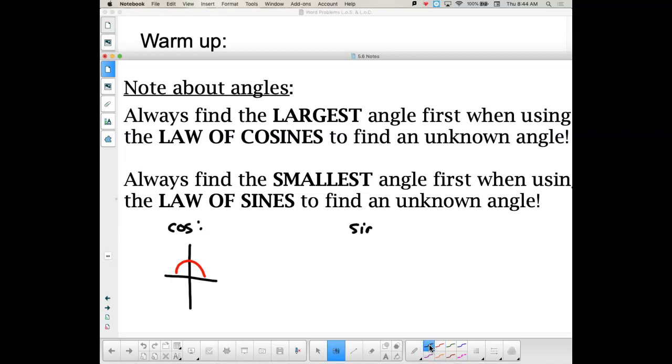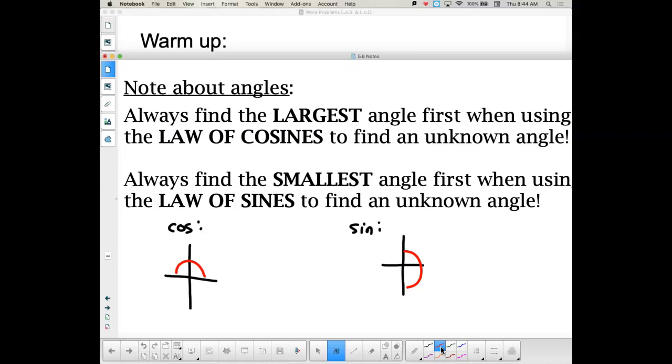For sine, that's restricted to the right half of the unit circle. So that's only going to give you an acute angle. So that's why we go smallest with law of sines first. Alright? Biggest with law of cosines, smallest with law of sines.